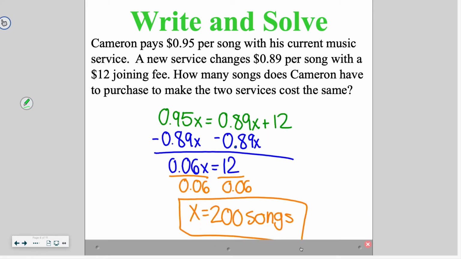So we set our two services equal to one another. This one doesn't have anything being added or subtracted because it's just 95 cents per song. Once you go through and solve, you find out that at 200 songs, both services will cost the same price.